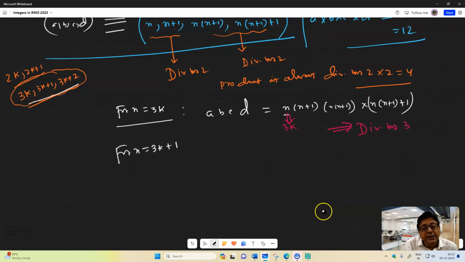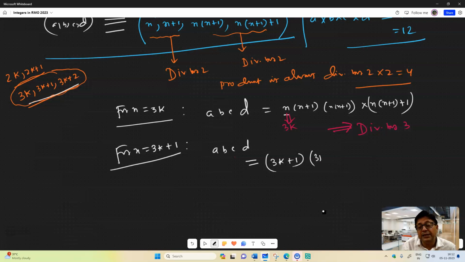Now we have to test with n equal to 3k plus 1. For n equal to 3k plus 1, will this product be divisible by 3? That A into B into C into D, you just substitute there. This is 3k plus 1. For n equal to 3k plus 1, it will be 3k plus 1 plus 1. This thing will be what?